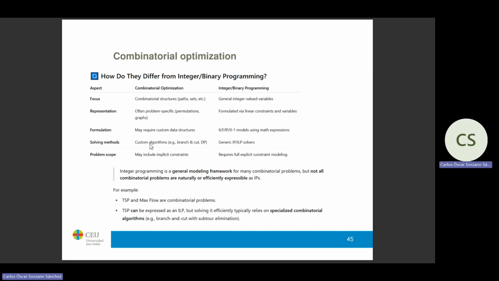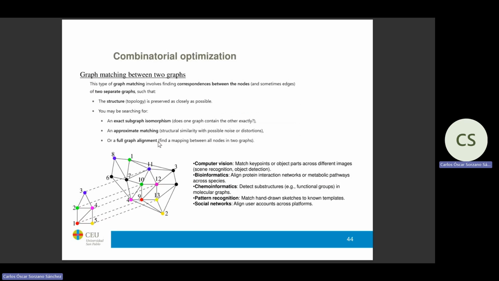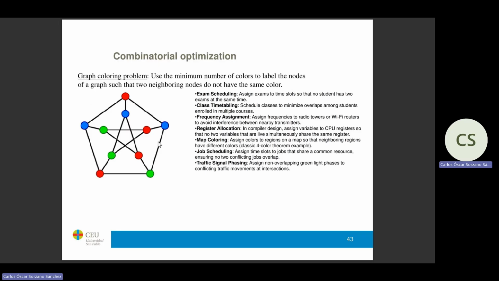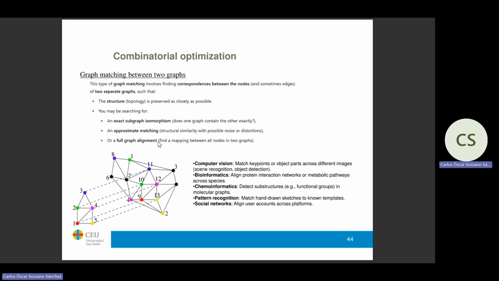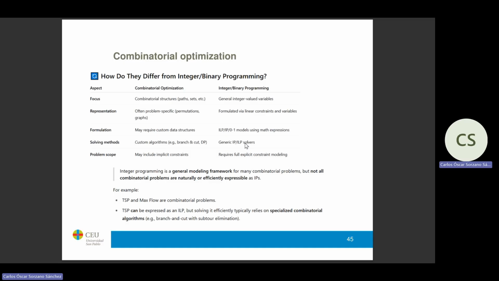There are custom algorithms for each one of these problems. So for each one of these problems I have presented here, there are some algorithms with different properties, and they are specific for the problem at hand. Here you have generic integer programming solvers. And here you may have some constraints that are somehow implicit to the graph. While here, if you want a particular constraint, you have to be fully explicit about that constraint.